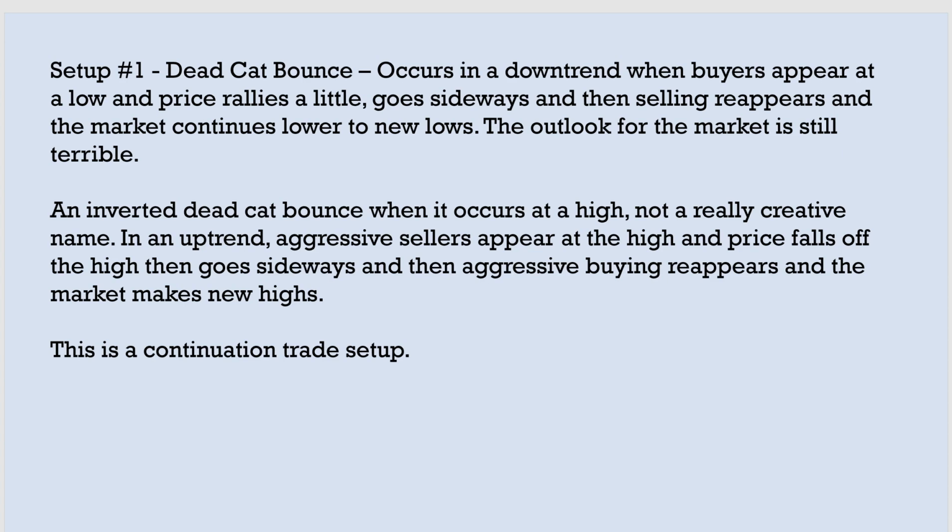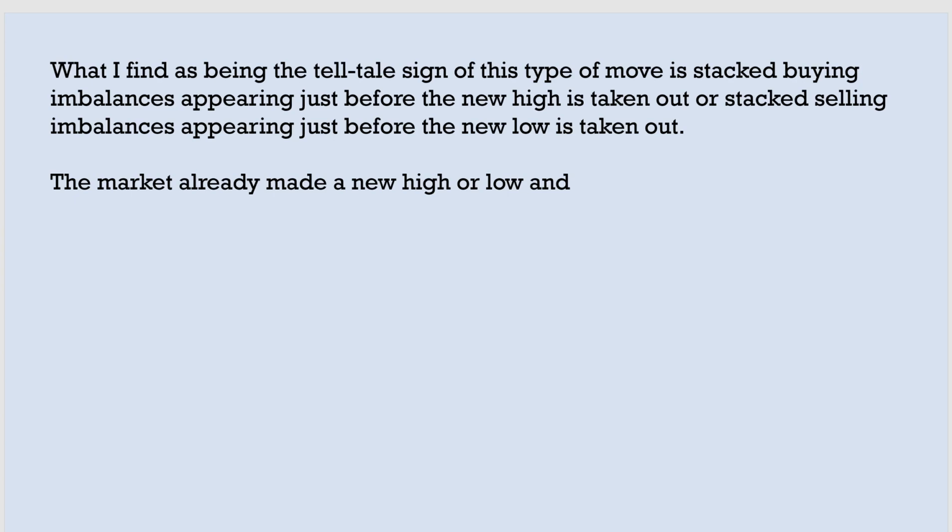Now we've all heard that, we've all watched TV and heard commentators say, oh, this is a dead cat bounce, and they're expecting the market to go lower. What I find as being the telltale sign of this type of move is stacked buying imbalances appearing just before the new high is taken out, or stacked selling imbalances appearing just before the low is taken out. The market has already made a new high or low, so it's coming back, right? It already made the high. It starts bouncing up a little bit, and then you see another round of selling. So it made a new high or low, established, and circles back to test it.